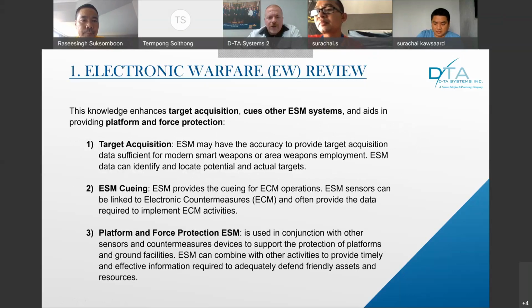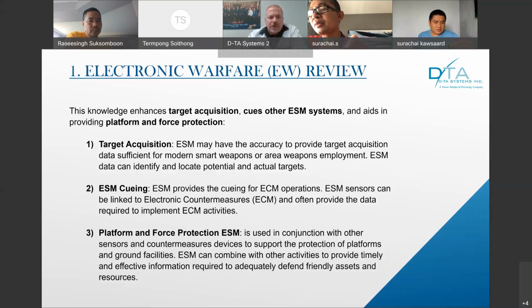This knowledge enhances target acquisition, cues other ESM systems, such as ELINT systems, and aids in providing platform and force protection. Target acquisition. ESM may have the accuracy to provide target acquisition data sufficient for modern smart weapons or area weapons employment. ESM data can identify and locate potential and actual targets.